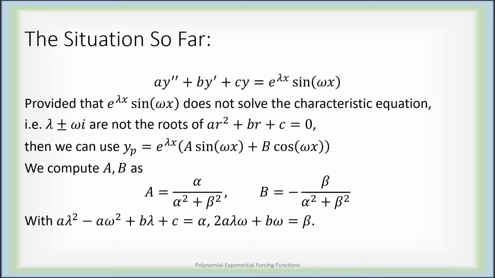And alpha and beta are computed through these formulas right here. Under the assumption that lambda plus or minus omega i are not roots of this polynomial, it will happen that alpha and beta are not both 0. In other words, I can divide by alpha squared plus beta squared, and everything checks out here.